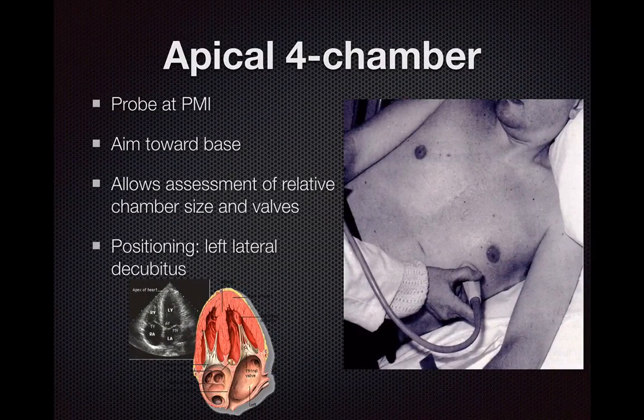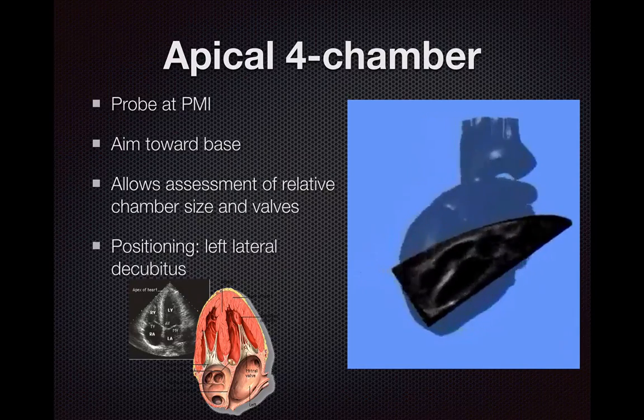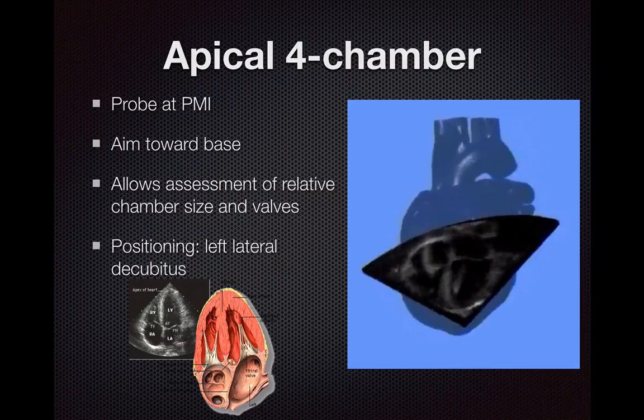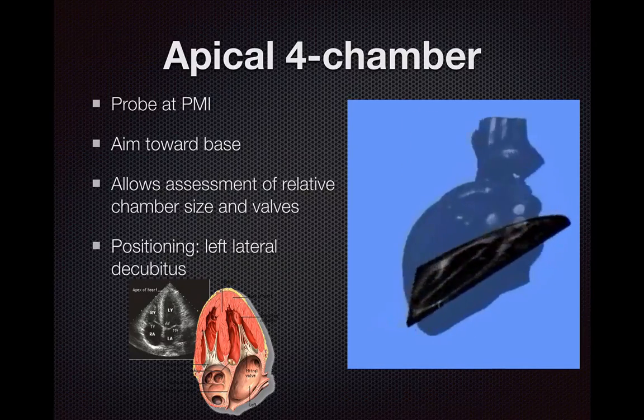And finally, the apical 4-chamber view. You're going to place the probe at the patient's PMI and aim the beam up toward the base. This allows you to assess for relative chamber size as well as looking at the valves. So the right ventricle should be about 2/3 the size of the left ventricle. And you can also look at the valves, and you can place color flow over the valves and look for any regurgitation. This is often best with the patient in a left lateral decubitus position. So if you have the patient roll to their left a little bit, you might get a better view. And here's an example of the slice that we're using to get that apical 4-chamber.